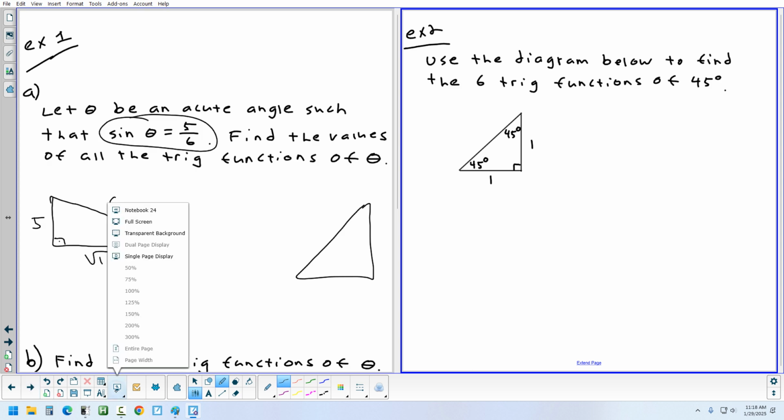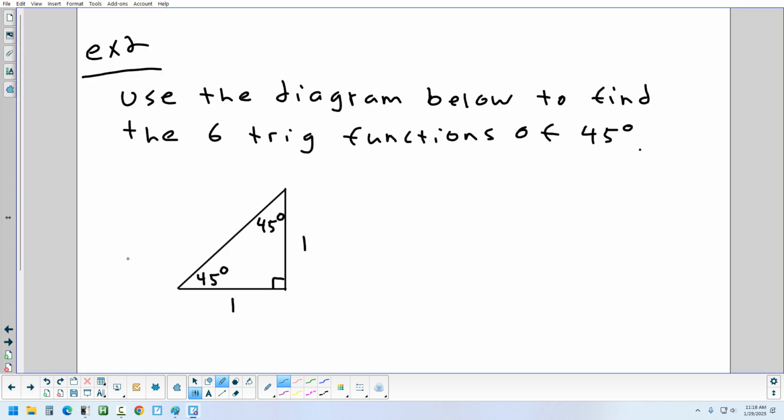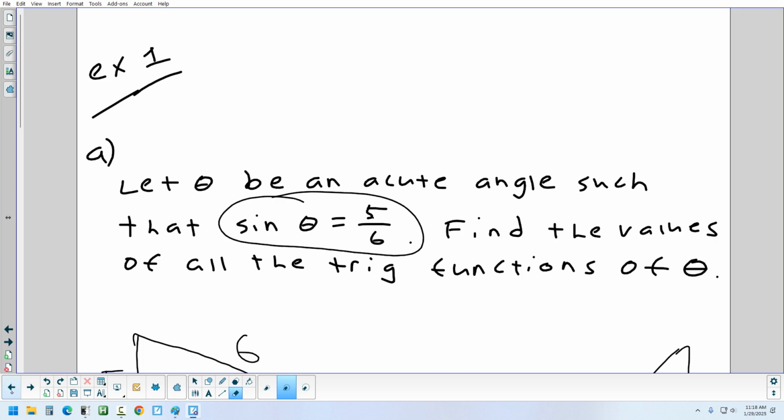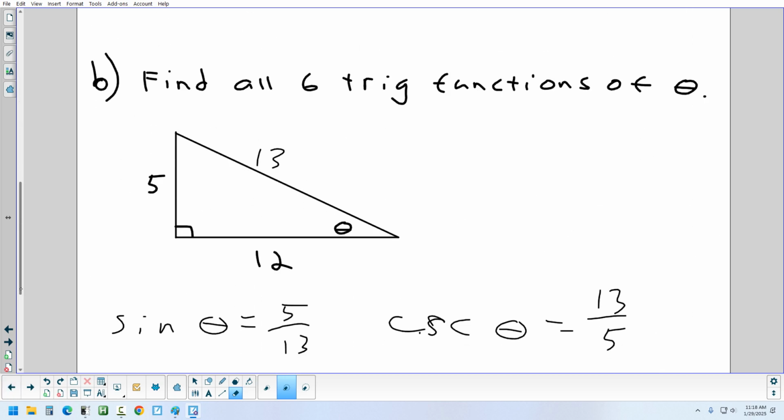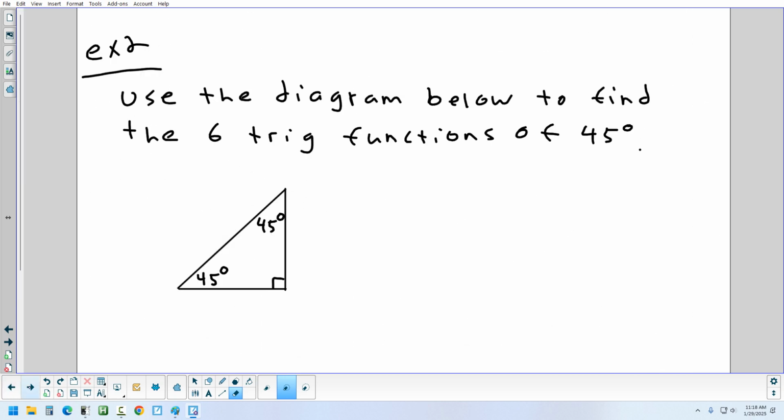Okay. So now it says to somehow use that diagram to find the 6 trig functions at 45 degrees. I haven't labeled any sides. So now you need to build your own triangle, kind of like they started you off with in that problem. And you might think, well, how am I going to figure out that? Well, they've given you angles to work with. A 45, and a 90. What do you know about that triangle?